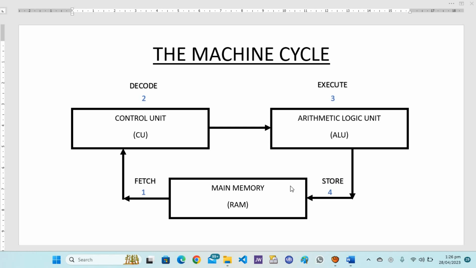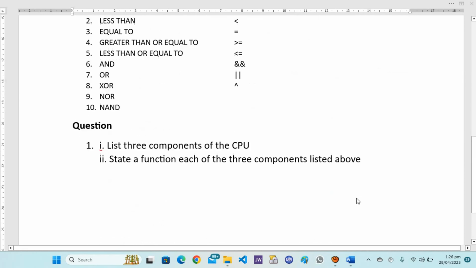This ends our lesson on the machine cycle. But before you go, I have a question for you. The question says, list 3 components of the CPU and then state a function of each of the 3 components listed above.